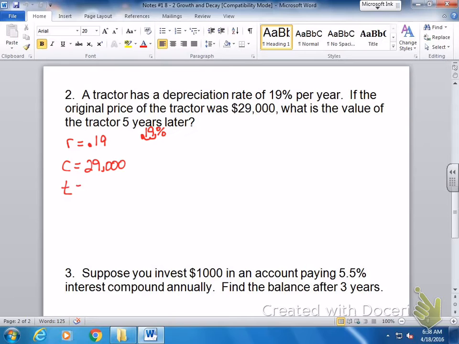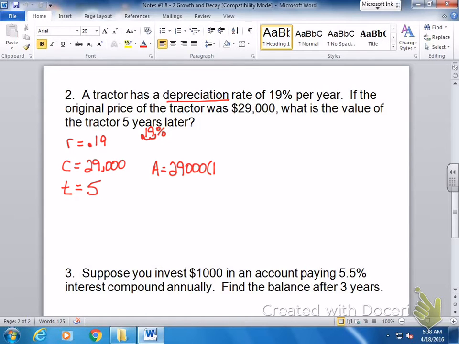Now we need our time, and it's pretty easy, marked here. It wants to know the value 5 years later, so our T is 5. So we can plug those in just like we did last time. Now we have A equals 29,000, the starting value. I have open parentheses 1, but this time it says depreciation.